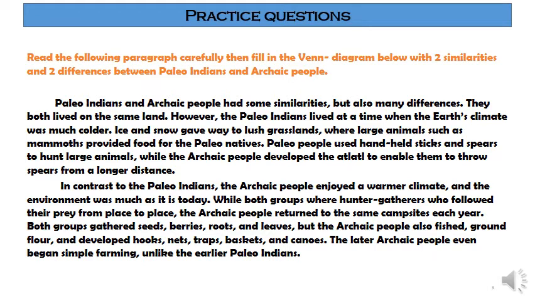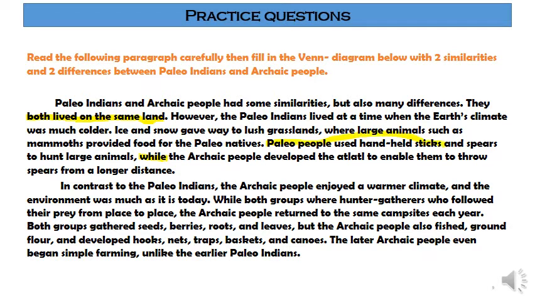Paleo-Indians and archaic people had some similarities, but also many differences. They both lived on the same land. So this is one similar point. However, the Paleo-Indians lived at a time when the Earth's climate was much colder. Ice and snow gave way to lush grasslands where large animals such as mammoths provided food for the Paleo natives. Paleo people used handheld sticks and spears to hunt large animals, while here shows that there's something different.